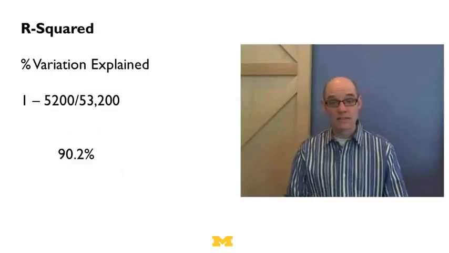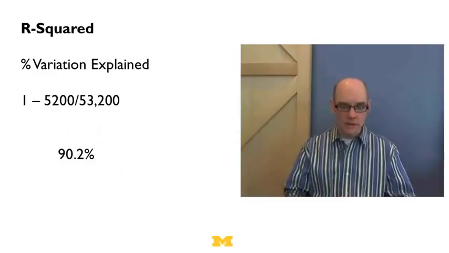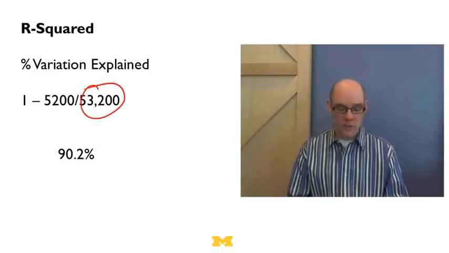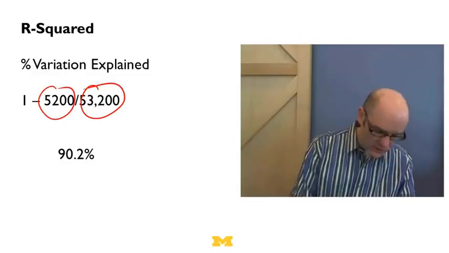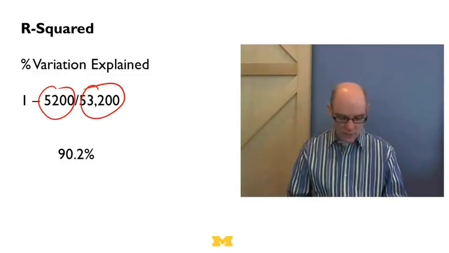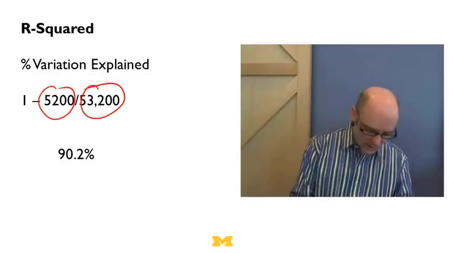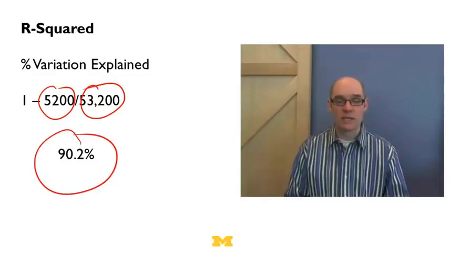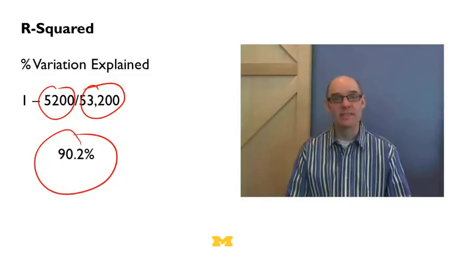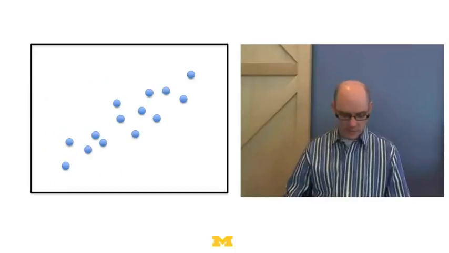Remember in our box example, just as a reminder of how this worked, there were 53,000 units of total variation, and we only had 5,200 left. So 5,200 over 53,000, which is about 9.8%, is how much we had left over. That means that we explained 90.2% of the variation. We want to show how you can do that same sort of calculation with lines, and then show how you draw the best possible line.